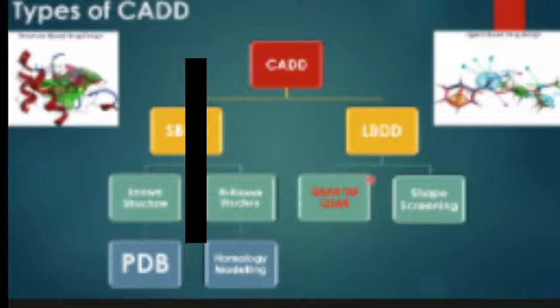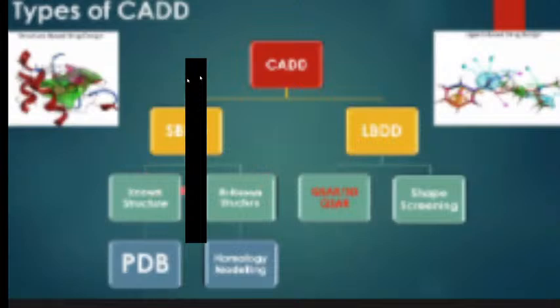Now let's see what types of CADD there are. CADD is basically classified into two parts. One is structure-based drug discovery. The other is ligand-based drug discovery. Structure-based drug discovery is applied when you have some knowledge about the structure, which can be a known structure or an unknown structure.